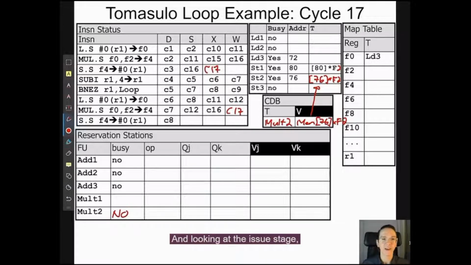And looking at the issue stage, that second store, by the end of this cycle, all of its operands are now available because the multiply finished its write back. So that second store issues in cycle 17. Now let's refer back to one of those hidden instructions from the third loop iteration that I hope you haven't forgotten about now. Remember, we had a structural hazard on the reservation stations. This is new for our examples. This is very exciting.